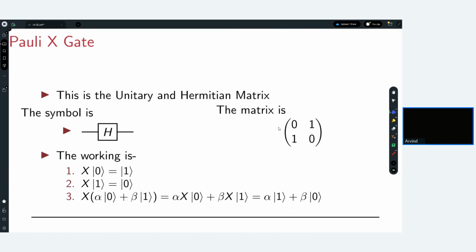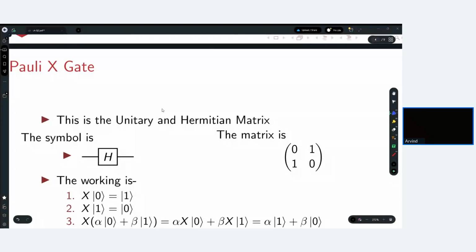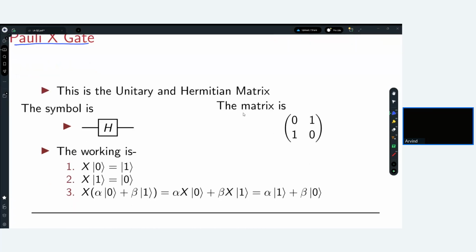The first example of a quantum gate is the Pauli X gate. All the quantum gates are unitary and some of the quantum gates are Hermitian. This Pauli X gate is an example of a quantum gate which is both unitary and Hermitian. So this is the symbol for the Pauli X gate. It takes one input and converts the input into the output.